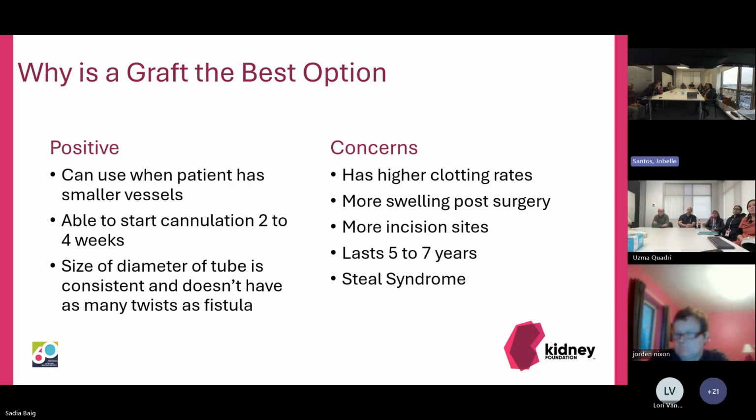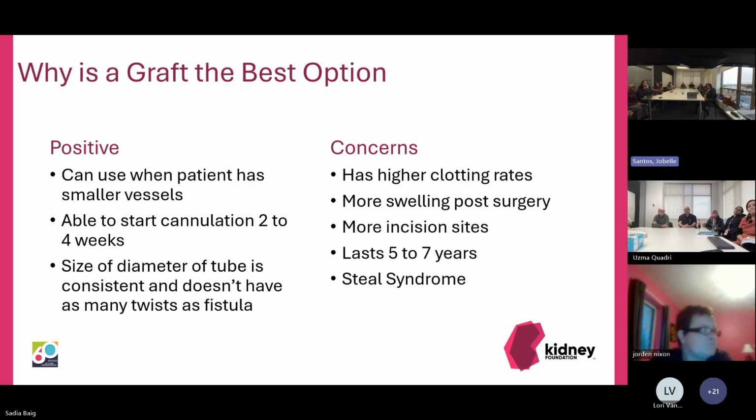The other issue with grafts is, and Dr. McVeigh will talk about how you actually put the graft in, you have to tunnel underneath the skin, and this causes a lot more swelling, okay? So compared to a fistula, which hardly gets any swelling at all, with the graft you can actually have some moderate swelling in the forearm, and that's actually most of the time what is stopping us from using it if there's too much swelling related to it.